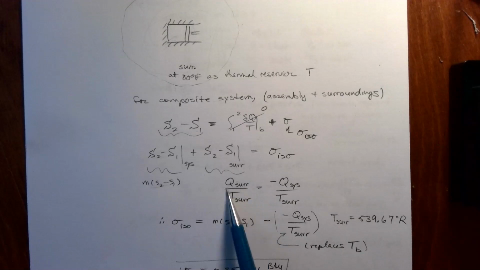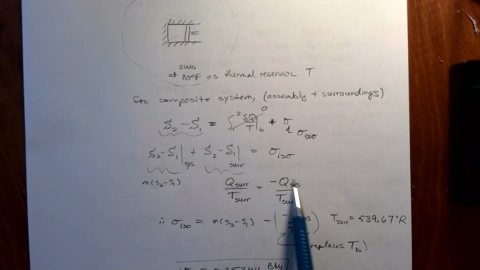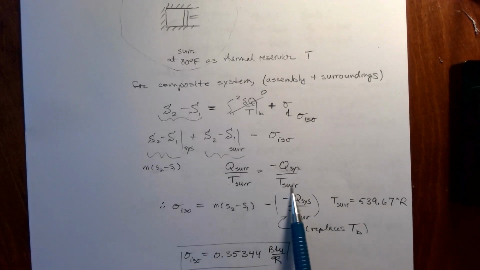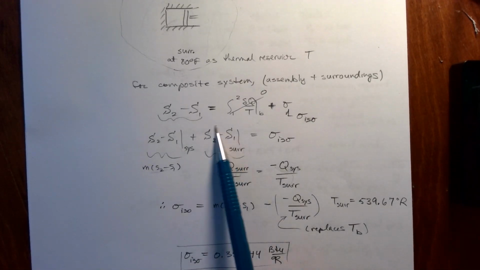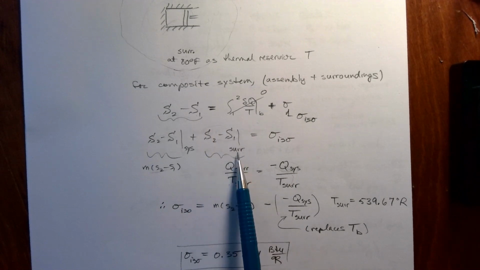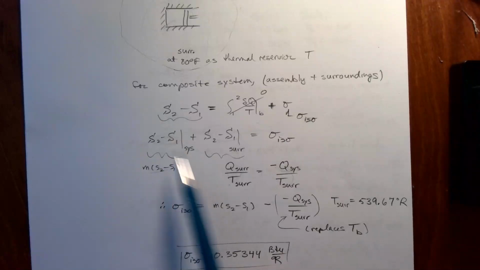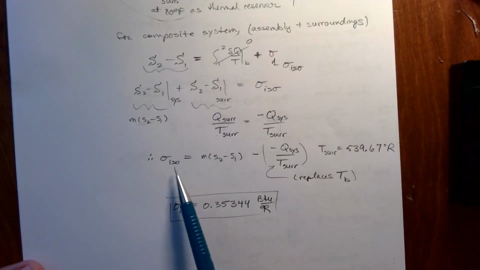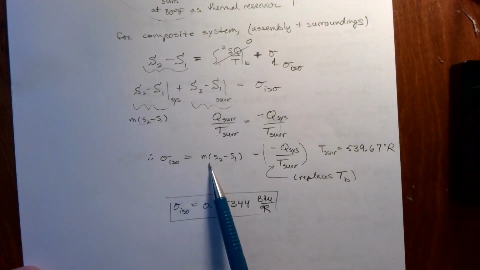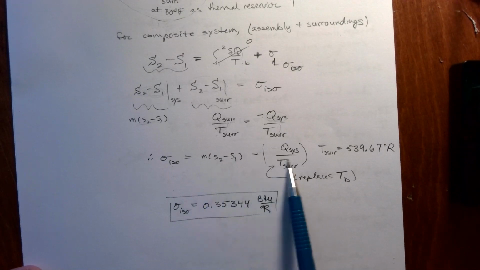So we've talked about the theory of this before. And then we'll just recognize that Q surroundings is actually minus Q system. So we can substitute minus Q system, the Q that we've already computed, divided by the temperature of the surroundings. This quantity replaces S2 minus S1 for the surroundings, and m (S2 minus S1) is for the system. So here's what we're left with. Sigma isolated is m (S2 minus S1) minus, and the minus signs are going to cancel again.